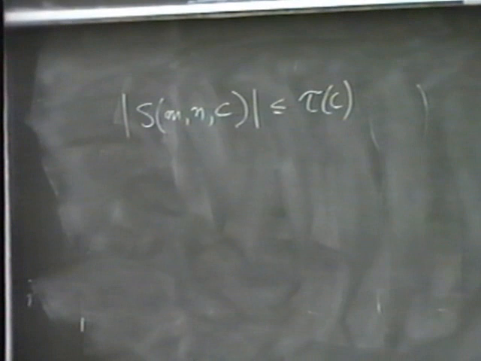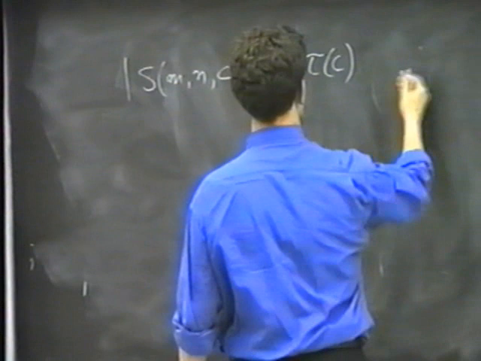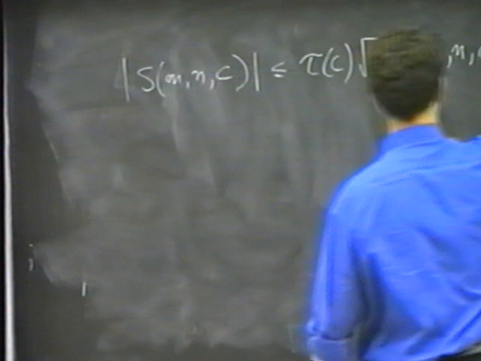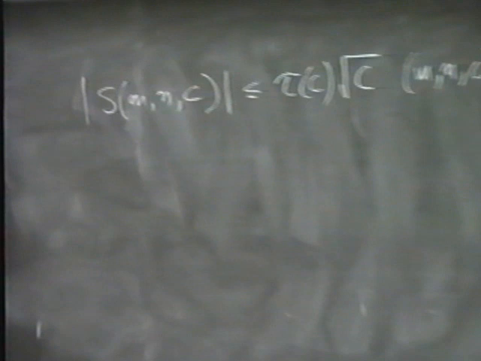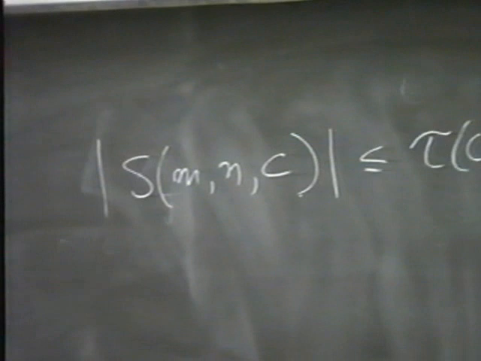So you should think of that as almost bounded, times square root C, times the greatest common divisor of M, N, and C to the half. So the key is the square root C there. So if C is a prime, you get square root cancellation in that sum. And that is why you should think of that term as a fluctuatory part, or oscillatory part, beyond the main term.